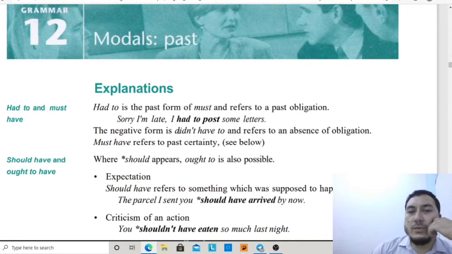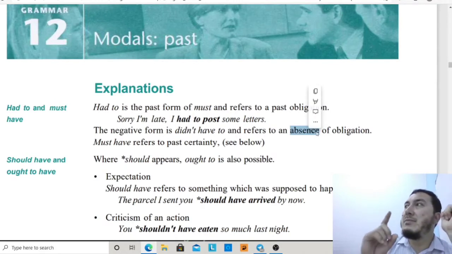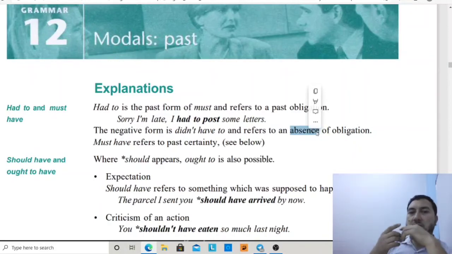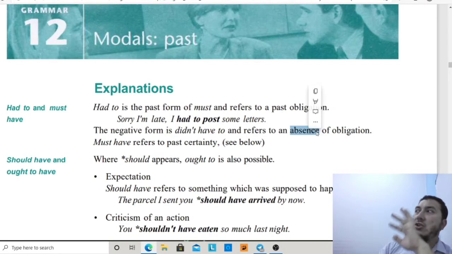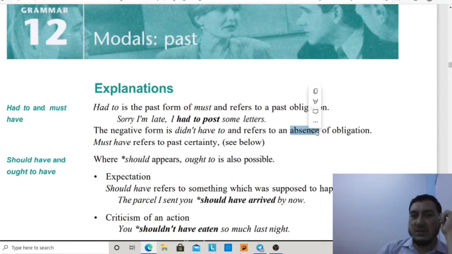The negative form is didn't have to. It refers to an absence of obligation, not that you must not do something in the past. Do you understand? So what's the difference? If you say didn't have to, you had two options. If you say I must not do something, you're saying you have an obligation not to do something. Okay, there are differences here.